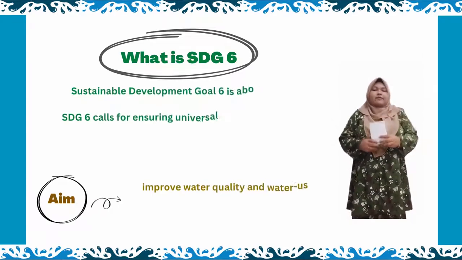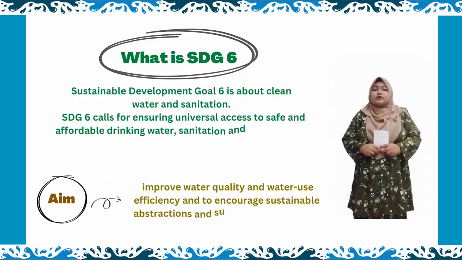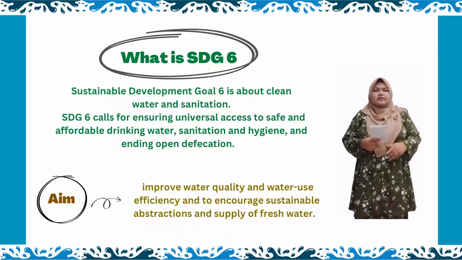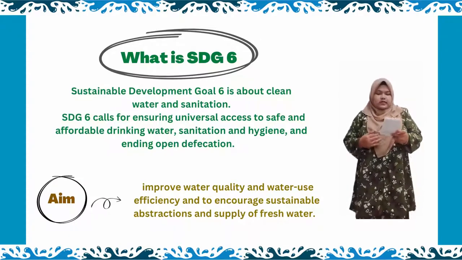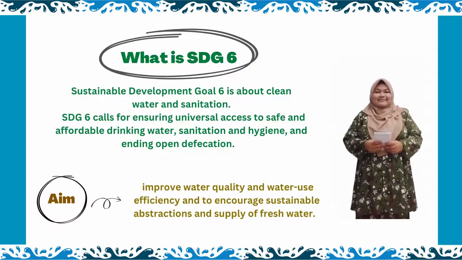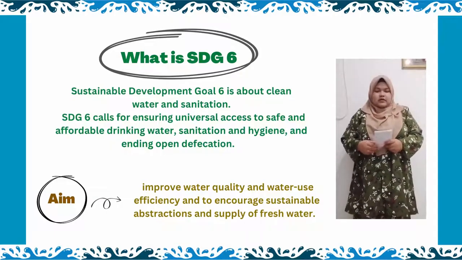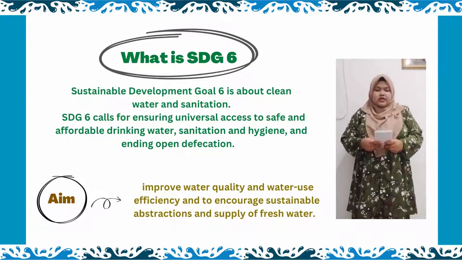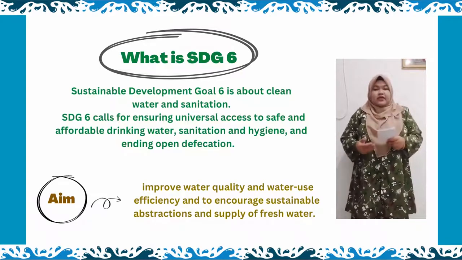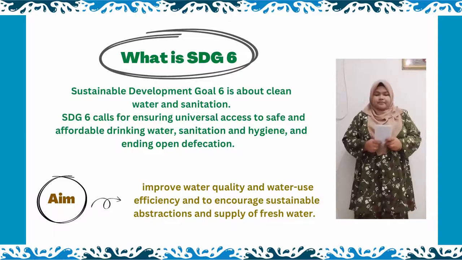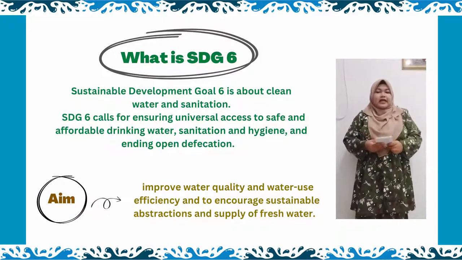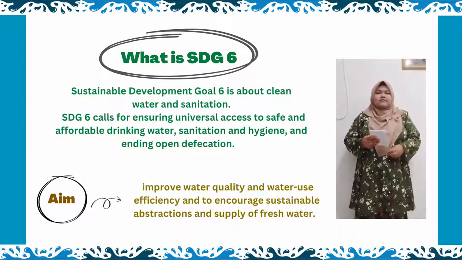Okay, now let's continue with my part for this presentation. Do you know what is SDG 6? SDG 6 stands for Sustainable Development Goals 6, and it is contained about clean water and sanitation. For your information, SDG 6 calls for ensuring universal access to safe and affordable drinking water, sanitation and hygiene, and ending open defecation. Now, let's talk about the aim. Do you know what is the aim of SDG 6? The aim is to improve water quality and water use efficiency and to encourage sustainable extraction and supply of fresh water.